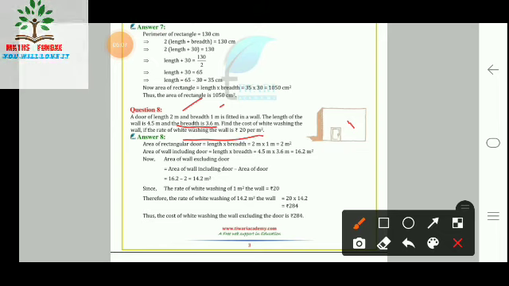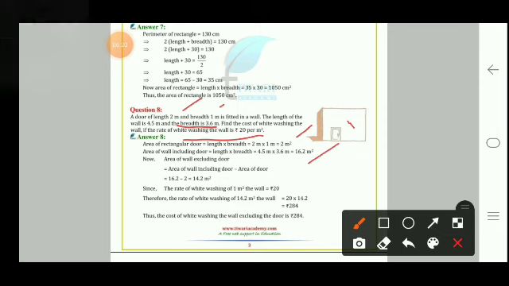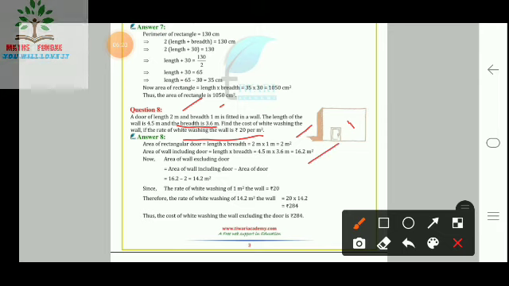First we'll find the area of the rectangular door, that is L into B, 2 into 1 is equal to 2 meter square. Area of the wall including the door, that is L into B, is equal to 4.5 into 3.6, that is 16.2 meter square. Now the area of the wall excluding the door, because we are not painting the door, we have to only whitewash the wall. So we remove the area of the door. That is 16.2 minus 2, that is 14.2 meter square.